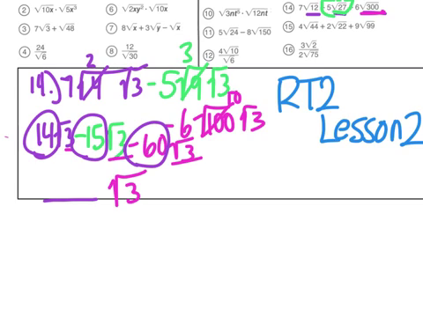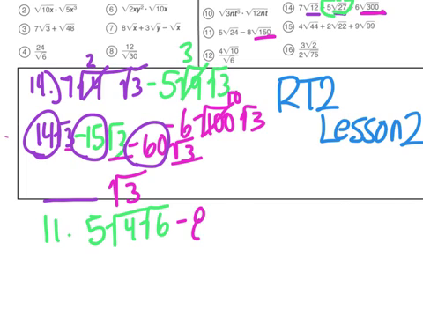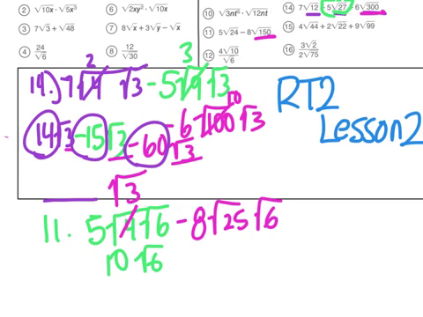Problem number 11 is solved the same way. The perfect square that goes into 24 is the number 4. The perfect square that goes into 150 is 25. This becomes, the first term is 10 square root 6. The second term is 32 square root 6, and you can now simplify the rest of that one.